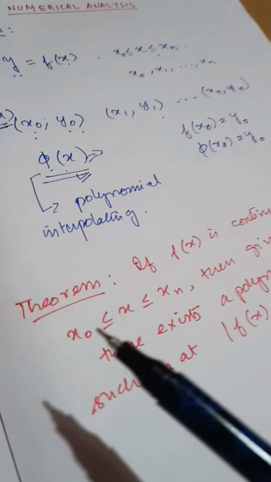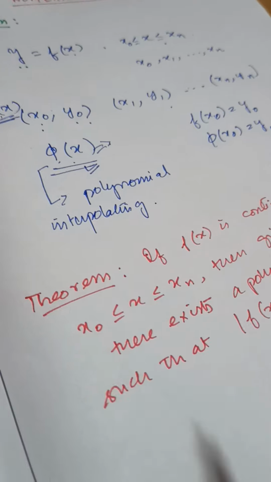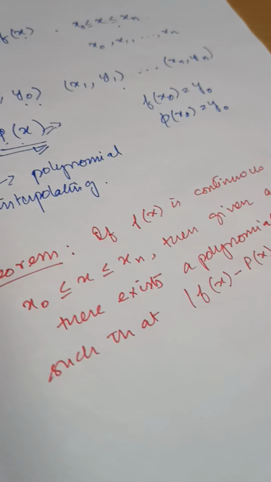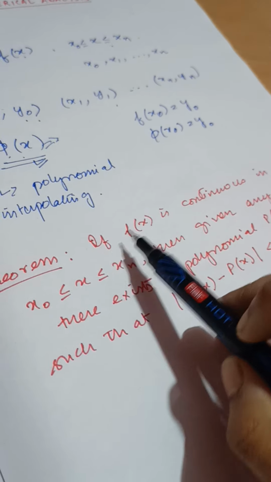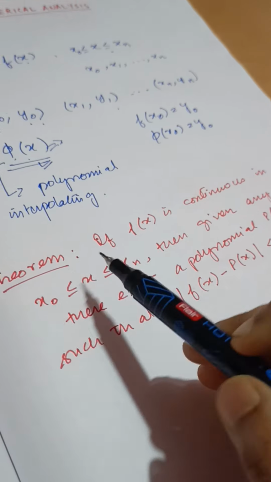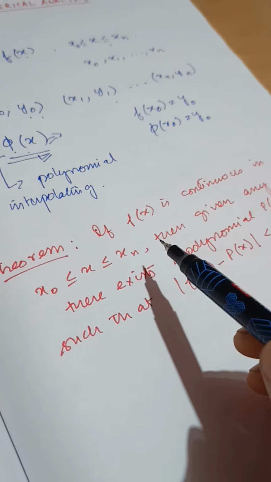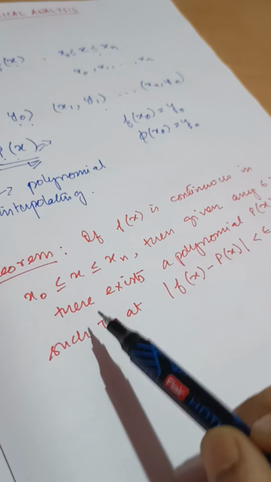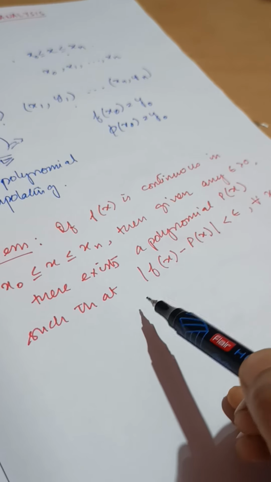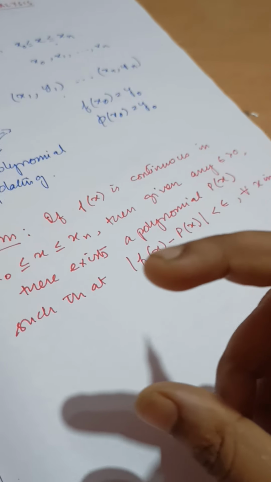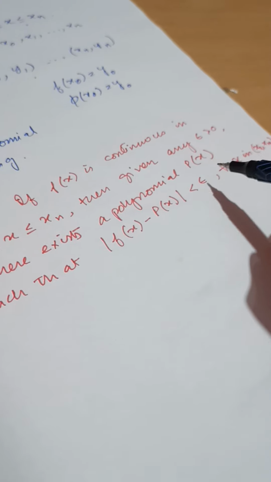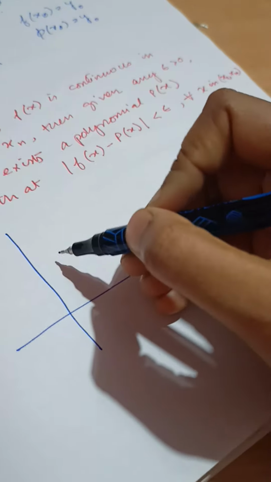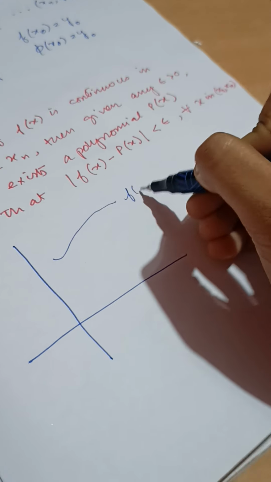This is the theorem that was given by Weierstrass in 1885. We are only stating it here, not the proof. So it is known that if f(x) is a continuous function in this range where x lies between x0 and xn, then given any epsilon greater than 0, however small or large it can be, there exists a polynomial p(x) where p(x) is between f(x) minus epsilon and f(x) plus epsilon for all x in this range.